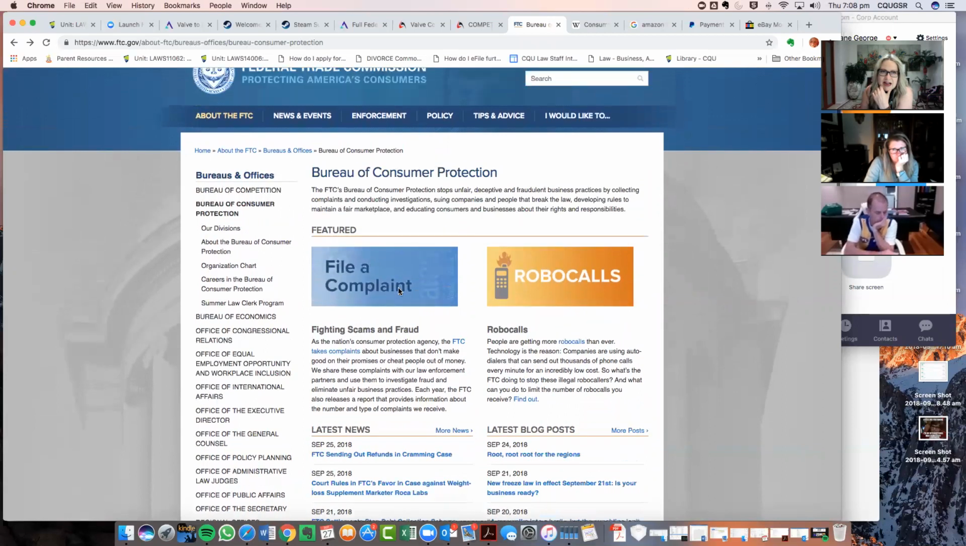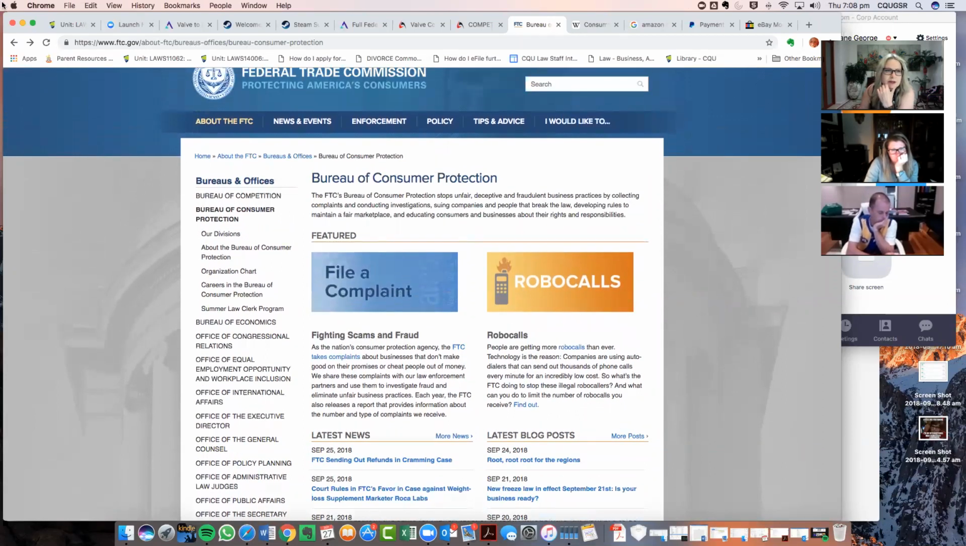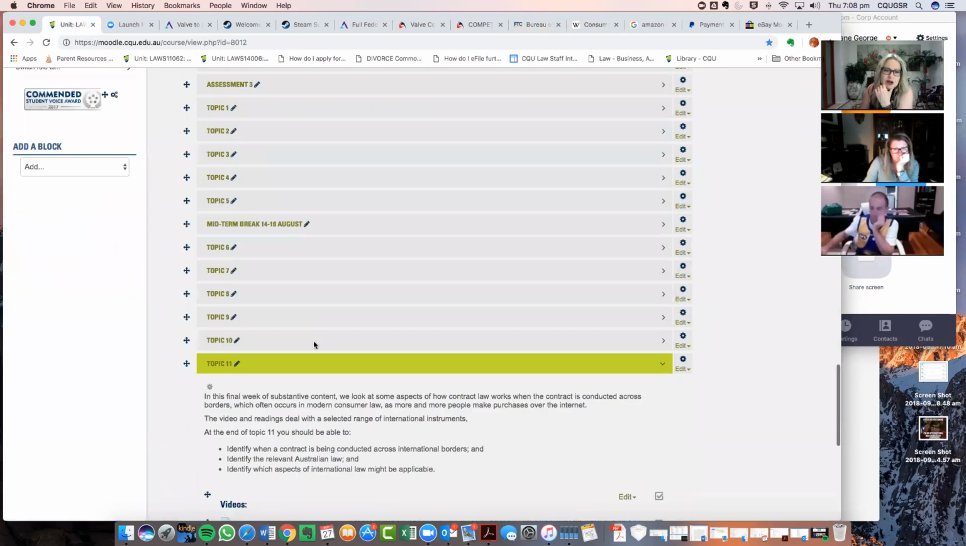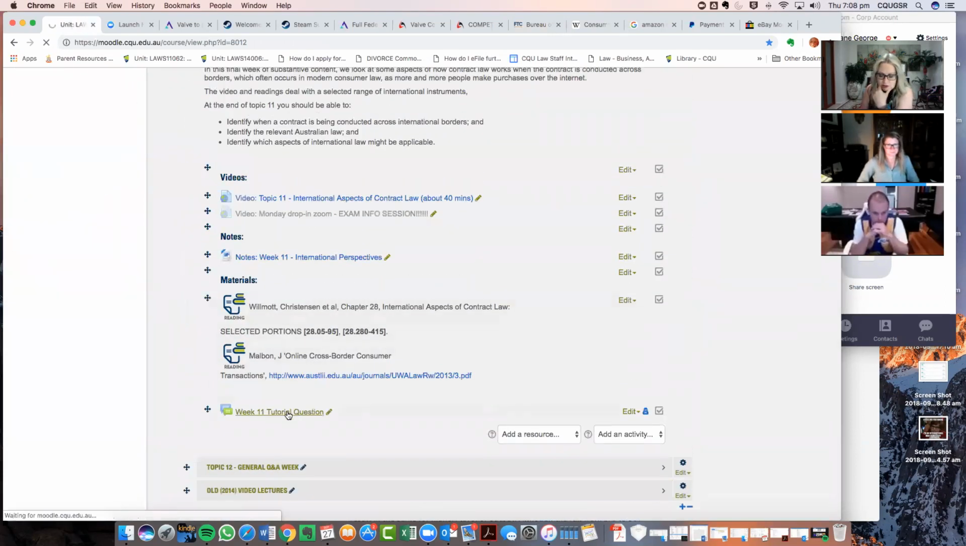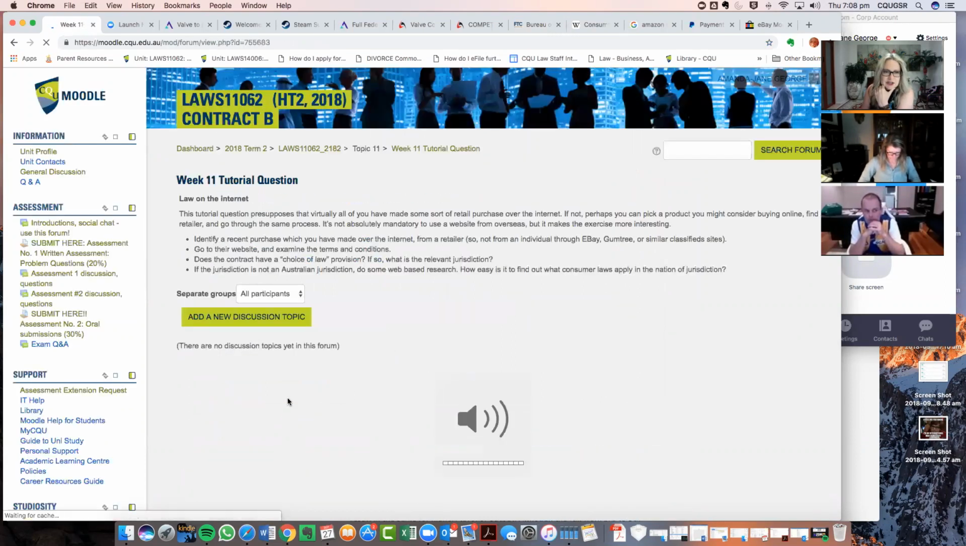But the task for this evening was to find the consumer legislation. Here we go. Identify a recent purchase that you've made from a retailer, not through eBay. I'll come back to that in a minute. Go to their website, look at the T's and C's, see whether they have a choice of law provision. If it's not an Australian jurisdiction, and let's face it, it probably won't be if you bought something online, how easy is it to find what consumer laws apply?